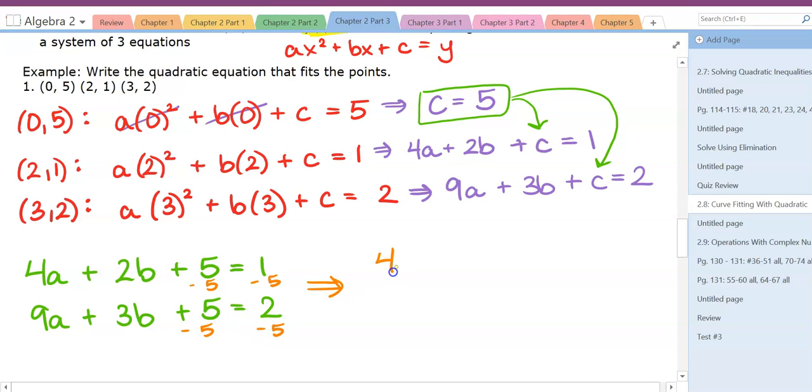So the top one now is going to say 4a plus 2b equals 1 minus 5, which is negative 4. And then we have 9a plus 3b equals 2 minus 5, which is negative 3.